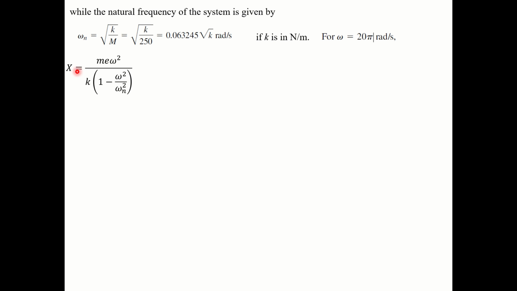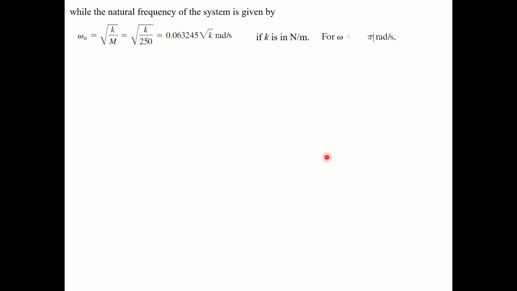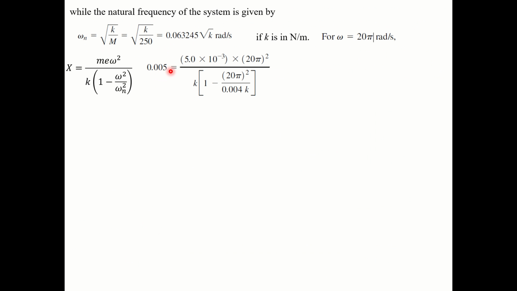Put x equal to mu omega square by k into 1 minus m omega square by omega n whole square. Omega n whole square is this. Omega is 20 pi. Put x equal to 0.005, this gap. 0.005 meter, it is in mm, so you convert it into meter. Here m is this eccentricity unbalance, that is me. Me is 0.5 into 10 raised to minus 3.